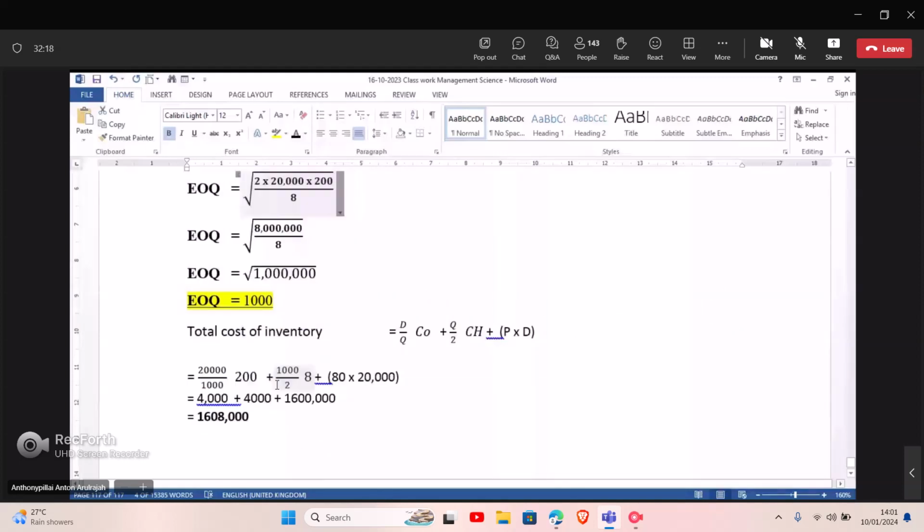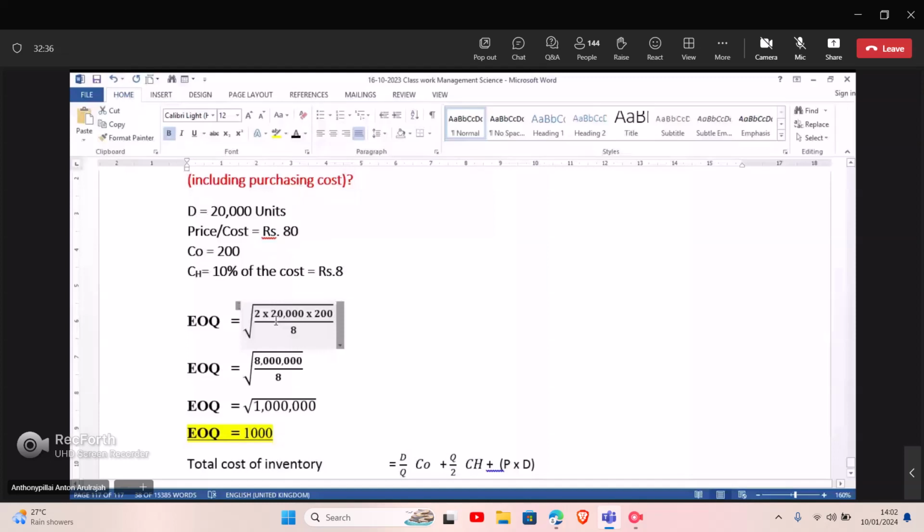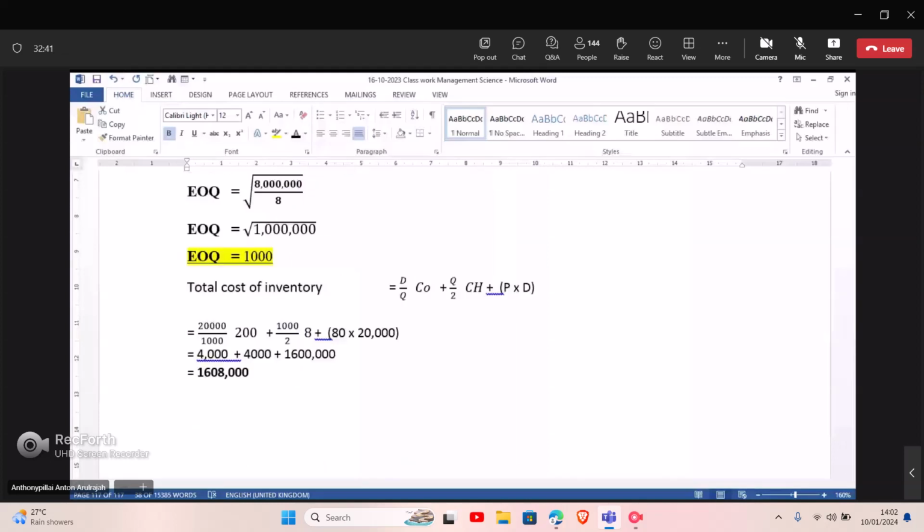Because here they are not asking what the EOQ is. They have given the information related to EOQ. Finally they ask, given the 1,000 order quantity, what would be the total amount? So you have to carefully deal with that. There are situations like this. Right. So the next one is about, can you see this one, student?